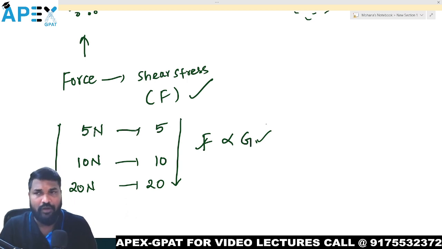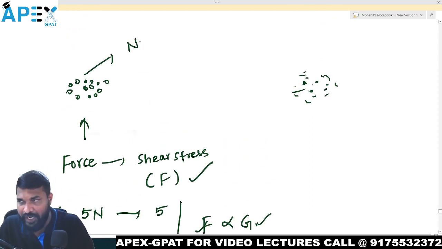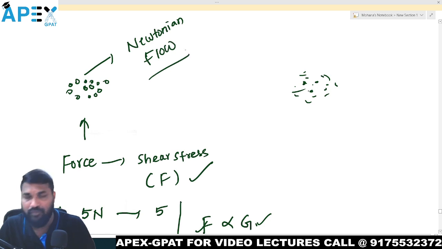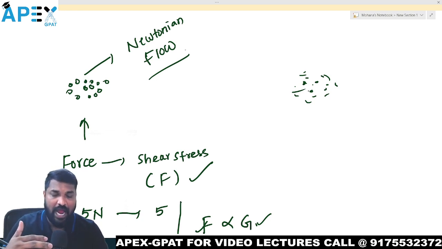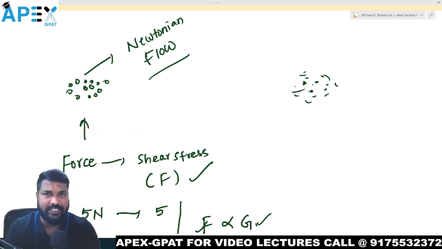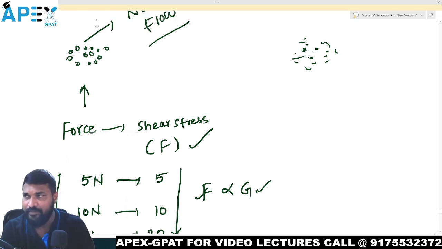So, if the liquids show the flow this way, we call those liquids Newtonian liquids, or that flow the Newtonian flow. This type of flow, what do we call it? Newtonian flow. The shear stress increases and the flow also increases. This type of flow we call the Newtonian flow. Now, on the other hand, I have taken another liquid, another fluid.